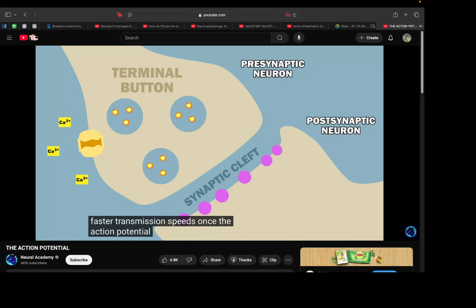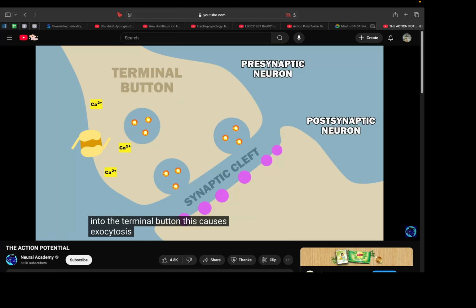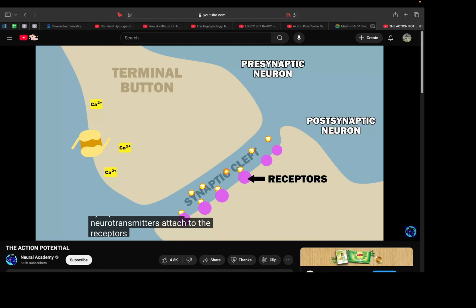Once the action potential reaches the end of the axon, there are terminal buttons there. The depolarization triggers the opening of voltage-gated calcium channels on the presynaptic membrane, and calcium rushes into the terminal button. This causes exocytosis of vesicles full of neurotransmitter molecules, and neurotransmitter is released into the synaptic cleft, where the neurotransmitters attach to the receptors of the postsynaptic neurons, causing EPSPs or IPSPs, and potentially triggering another action potential.